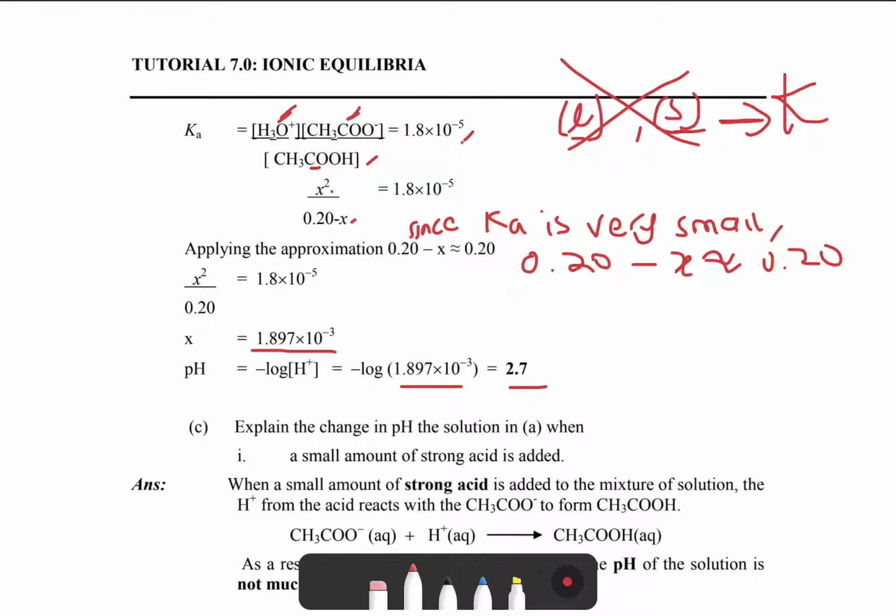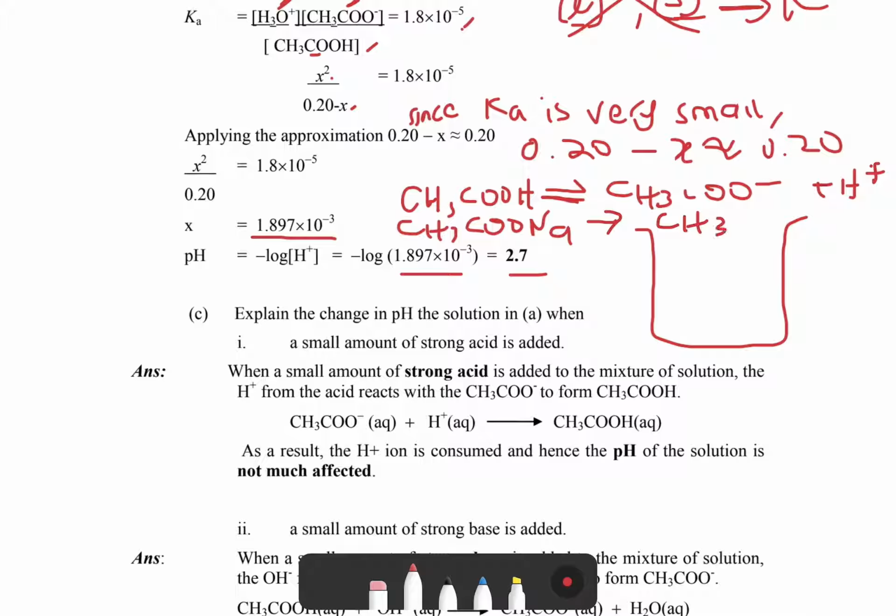These buffer solutions, they contain CH3COOH, and CH3COO negative, and Na plus. Okay, so CH3COOH dia akan dissociate jadi CH3COO negative, and of course hydrogen ion. For the salt, they akan dissociate completely to form CH3COO negative and Na ion.